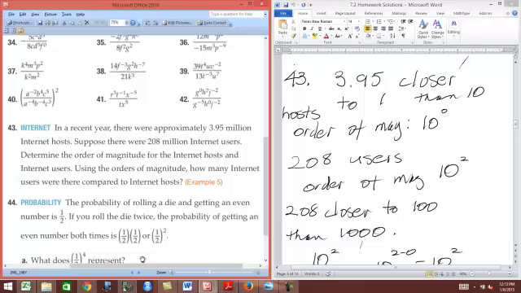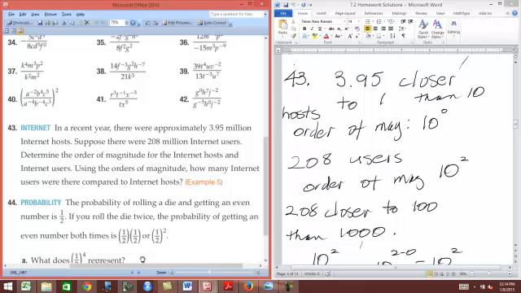Okay, now in terms of orders of magnitude, let's start with 3.95. Is it closer to 1 or is it closer to 10? If it was, say, 5.95 or 6.95 or something like that, then we would say its order of magnitude was 10 to the first because it's close to 10, which is 10 to the first. But it's closer to 1 than 10, so we're going to say its order of magnitude is 10 to the 0 because it's closest to 1.